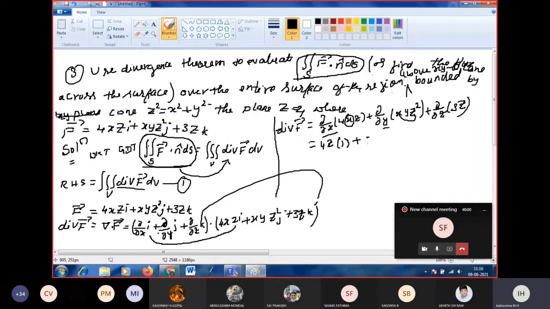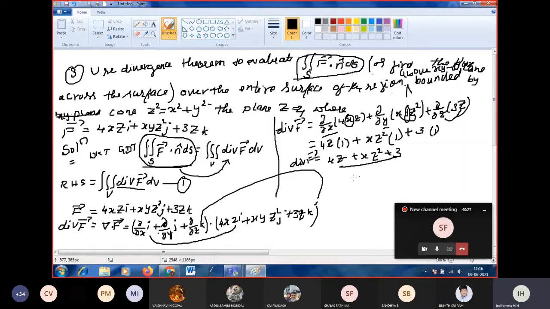You write as it is, xz square. What's the differentiation of y with respect to y? 1. Plus, with respect to z we are differentiating a constant. What's the differentiation of z with respect to z? 1. So we obtain div F as div F is equal to 4z plus xz square plus 3. Okay, this is what we got.